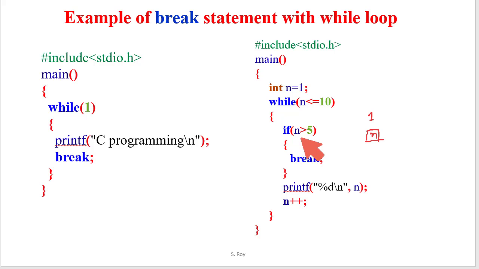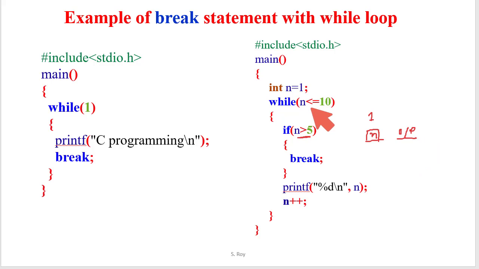Inside the while block, what is there? If this condition is false, then execution will not enter into this if block and this break statement will not be executed. Directly it will print the value of n and the value of n will be incremented. After this increment, the execution will return to check the while condition again. Now see what output we will get.